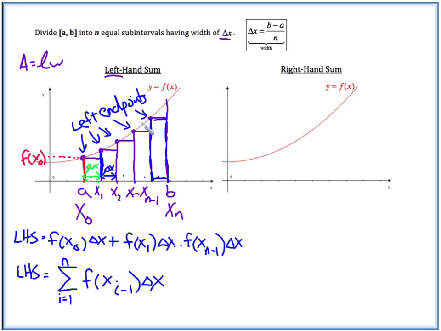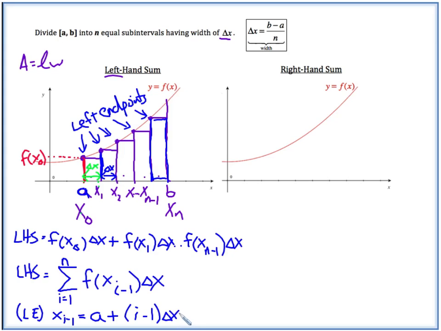Now, when we use the left endpoints, we want to know how we can figure out what x sub i minus 1 actually is. So here, if you need to find left endpoints, and you need to find x sub i minus 1, that's always going to equal a, the starting value of our interval, plus i minus 1 times delta x.